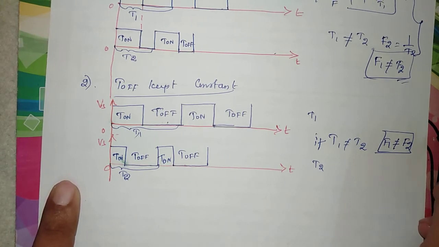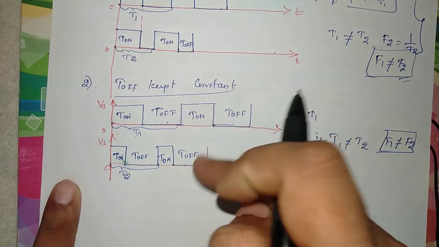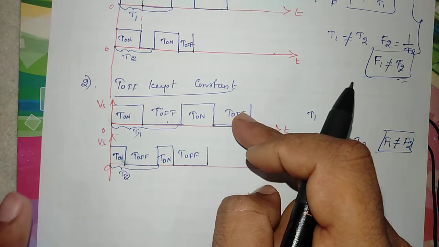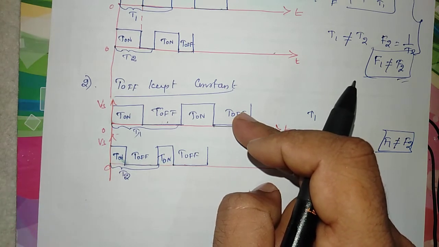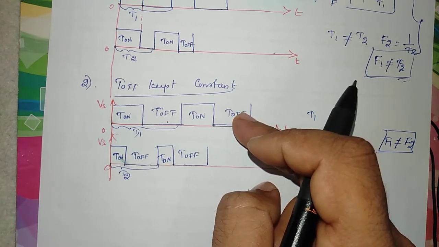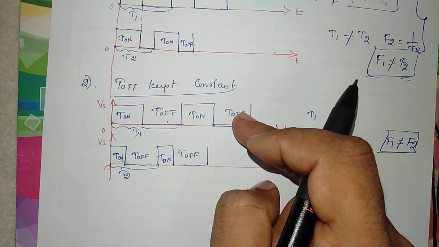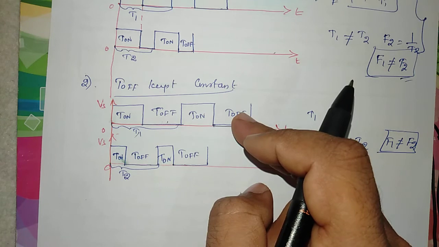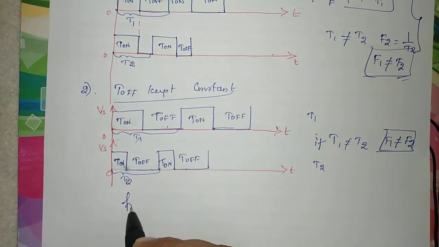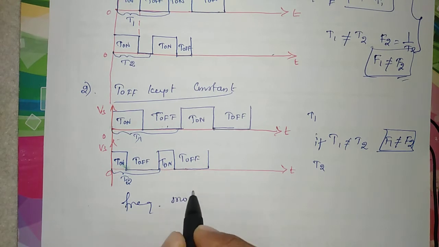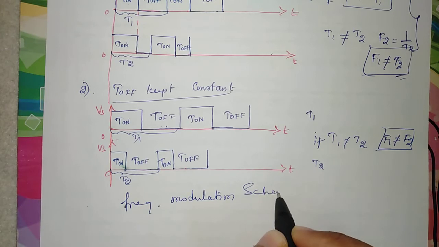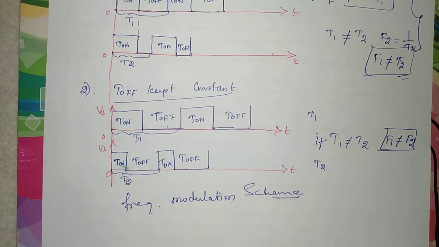The constant frequency is not maintained in these two sets of frequency control methodology. So by using this we can have the variable frequency control method. The variable frequency control method, and another name is frequency modulation scheme. We can call it as frequency modulation scheme.